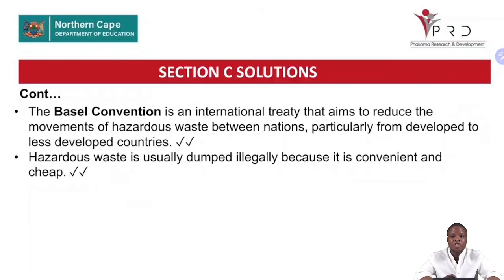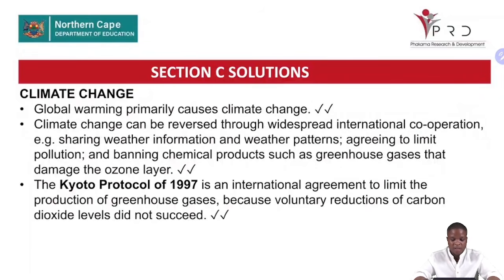So the Basel Convention is the international measure that we use to limit the movement of hazardous waste. Hazardous waste is usually dumped illegally because it is convenient and cheap. For example, it's written on your cell phone battery that you must not dump it in other places, but because it's convenient for us, we just put it in the dustbin and that's it. Right.